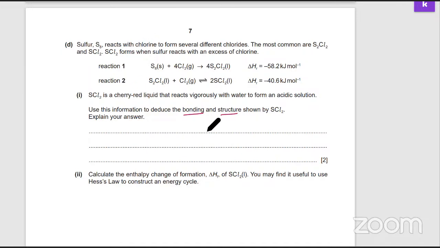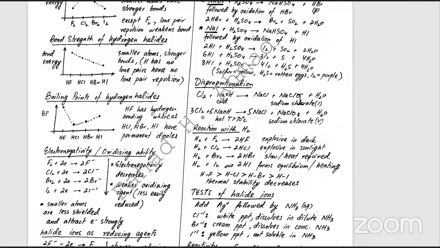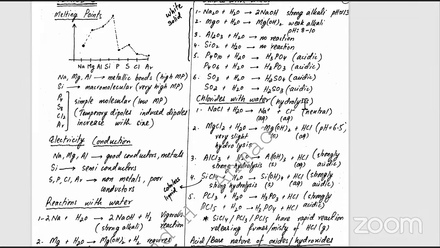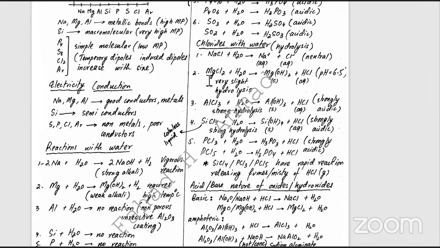It reacts vigorously with water, so that means it's covalent. Remember, hydrolysis happens for covalent chlorides. Ionic chlorides dissolve: MgCl2, NaCl, they dissolve. Covalent chlorides react with water. So that is one hint that it's covalent.